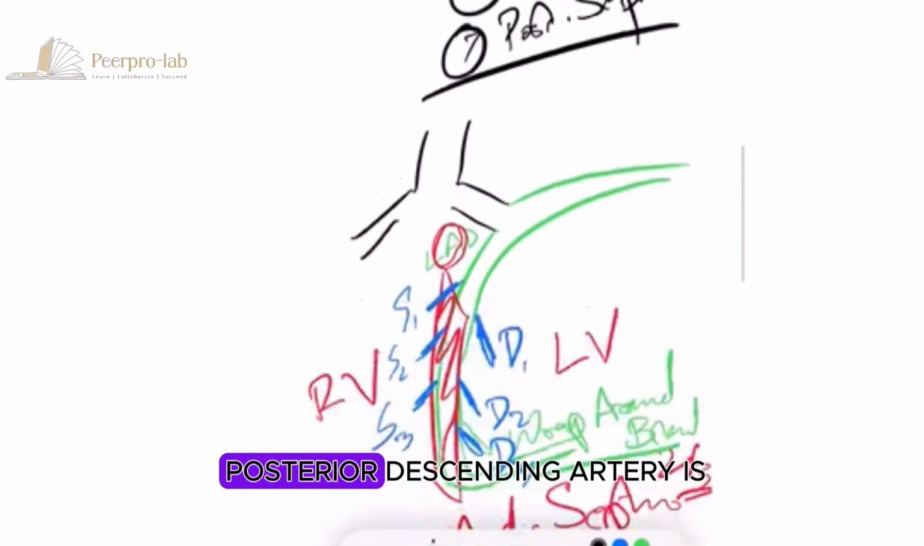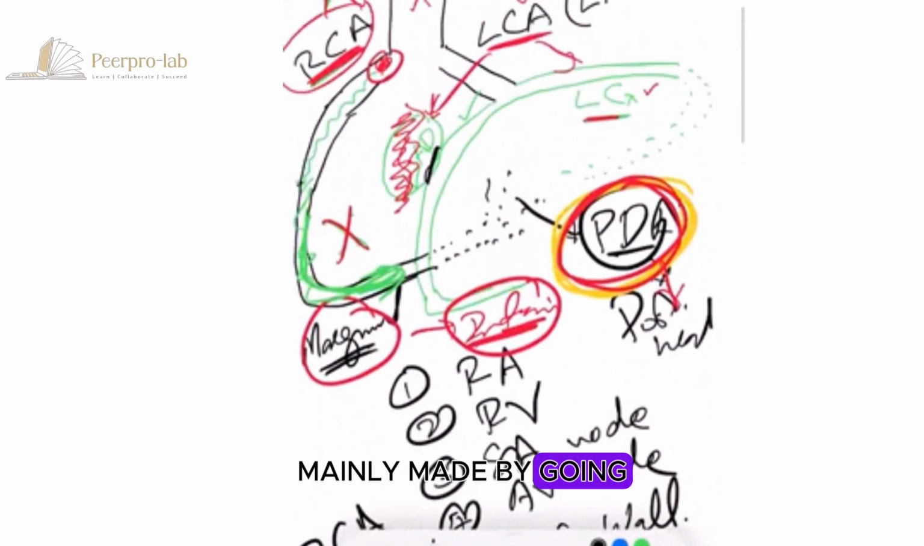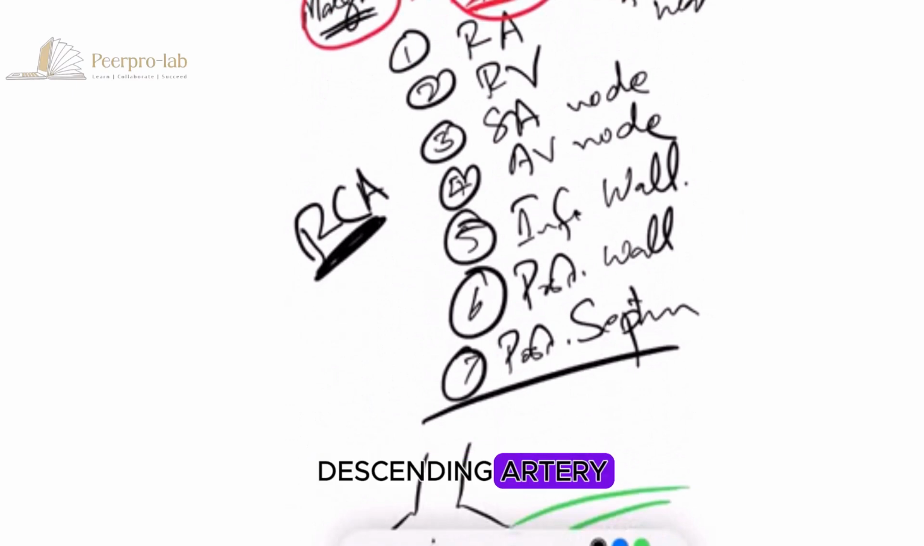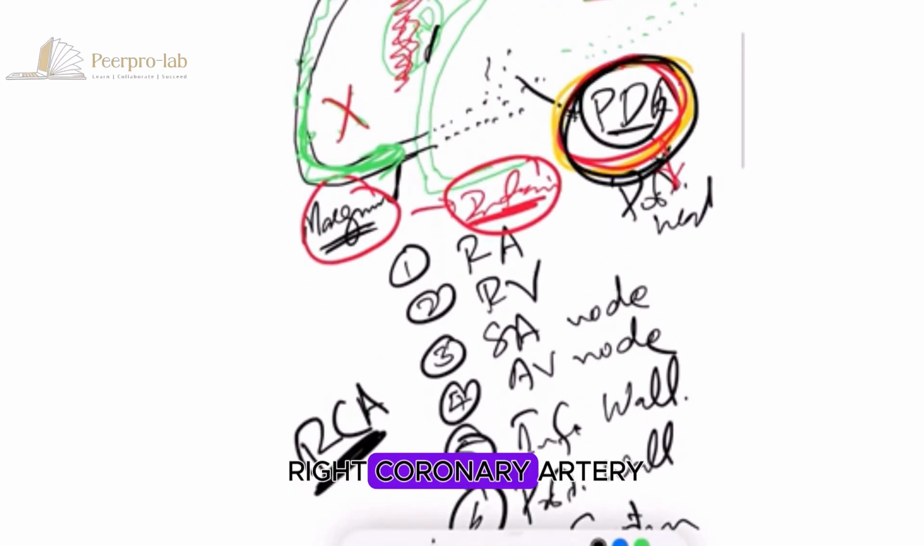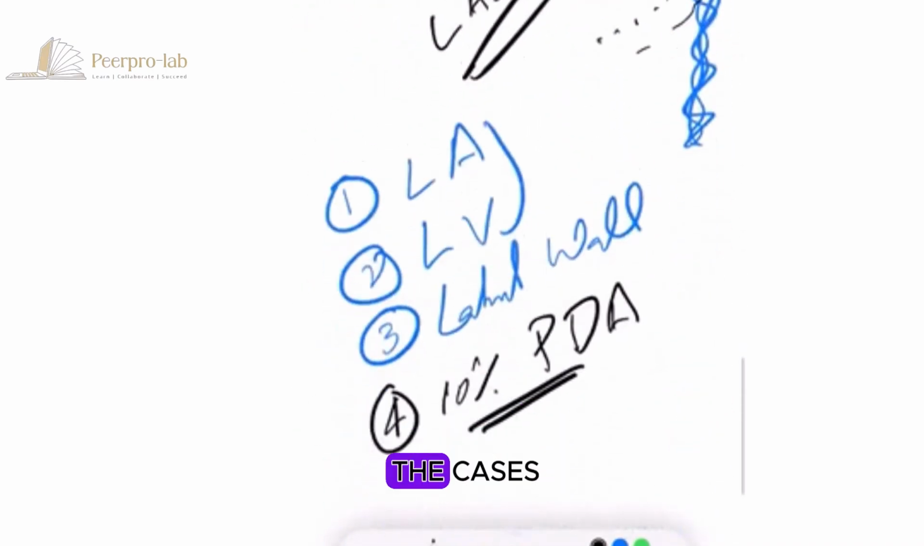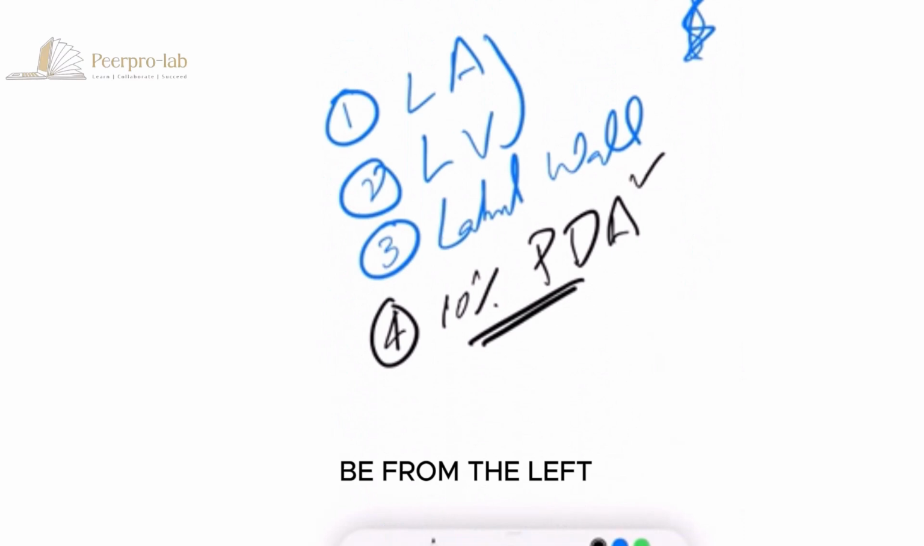I told you that the posterior descending artery is mainly made by the right coronary artery. So the posterior descending artery is a branch of the right coronary artery in 90% of the cases, but in 10% of the cases the posterior descending artery can be from the left circumflex artery as well.